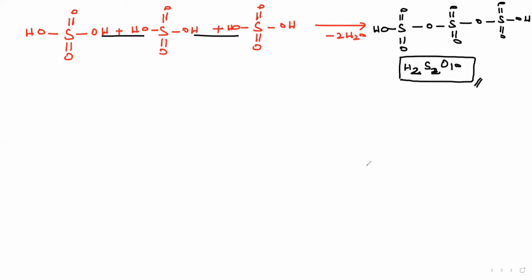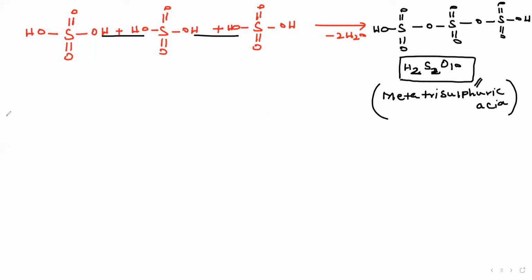Okay. Now, fourth one, very important. What is the name? This one, meta tri sulfuric acid. 3 molecules, right? Meta tri sulfuric acid. See, if we take 3 molecules now, we have to remove 2 H2O. If we take 4 molecules now, we have to remove 3 H2O. If we take 5 molecules, we have to remove 4 H2O. Okay, similar.